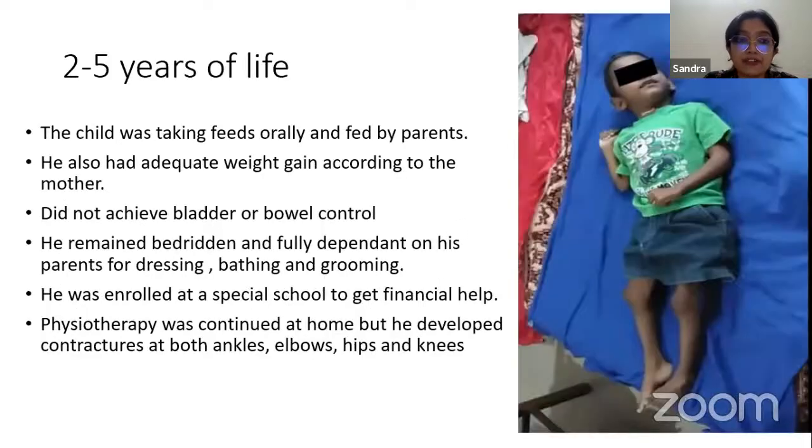From 2 to 5 years of life, the child was taking feeds orally and fed by parents. He also had adequate weight gain according to the mother, did not achieve bladder or bowel control. He remained bedridden and fully dependent on his parents for dressing, bathing, and grooming. He was enrolled at a special school to get financial help.